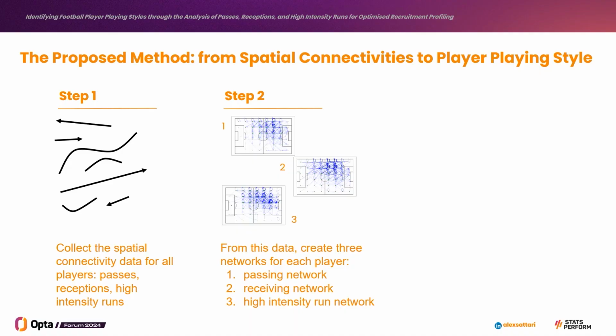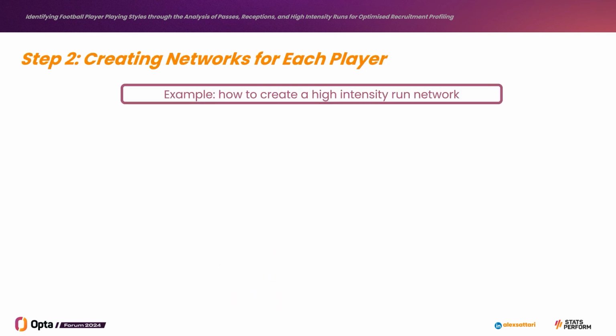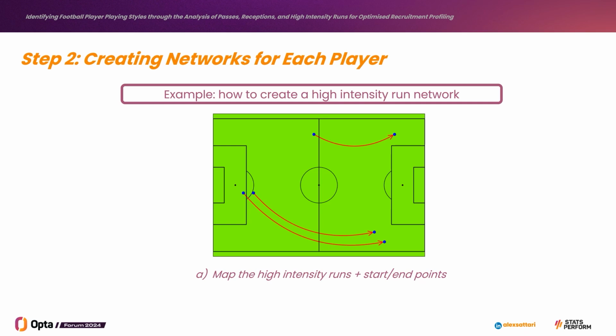And after we collect the data, we would like to find patterns in all these passes and high-intensity runs. But we cannot, so we have to organize this data in such a way that we are able to find patterns in it. So how do we organize this? By building networks based on these passes, receptions, and high-intensity runs. And how do we build these networks? So here is an example of how we build a high-intensity run network for a player. High-intensity runs have been assumed to be a continuous run over 20 kilometers an hour for a player in this project.